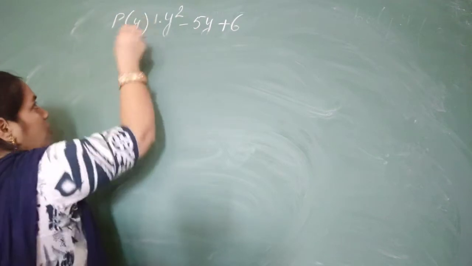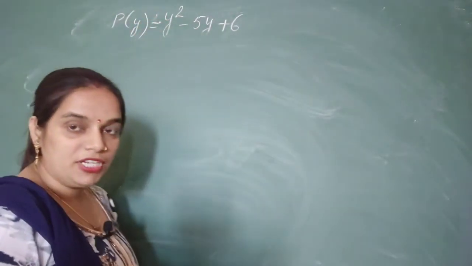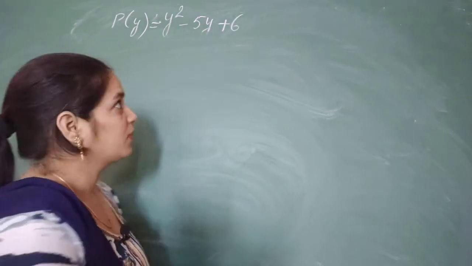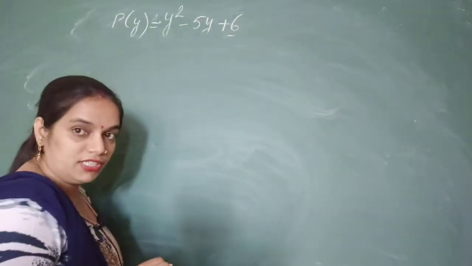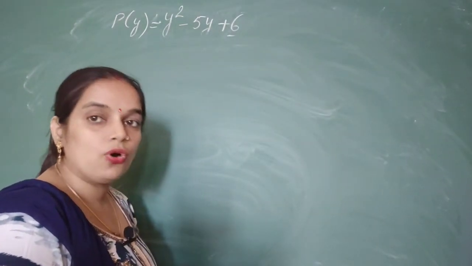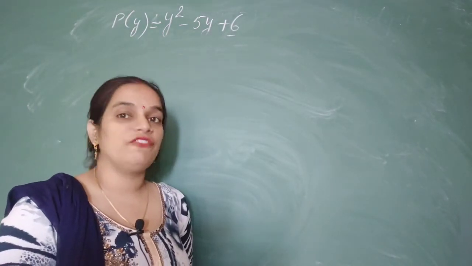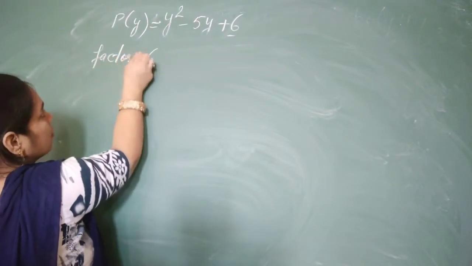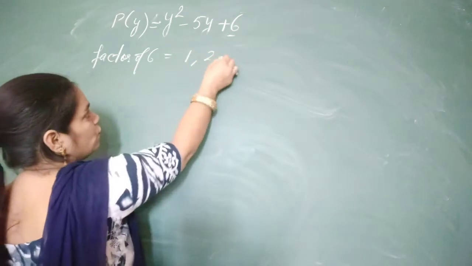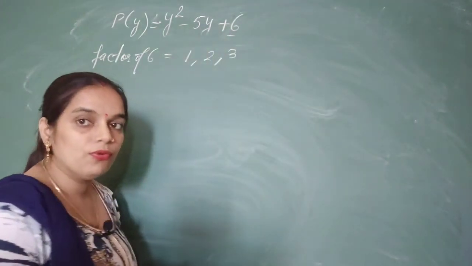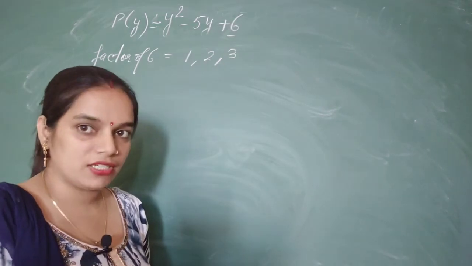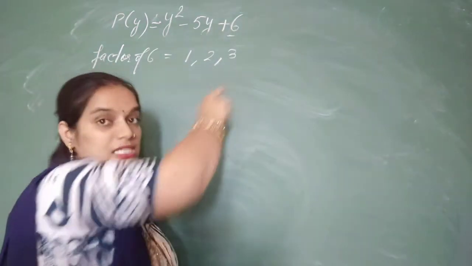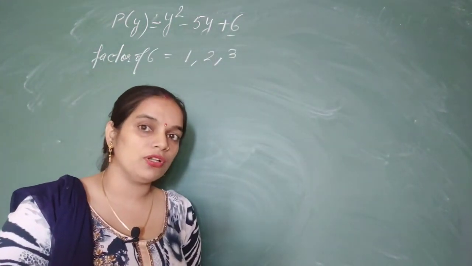We will take it as the polynomial p(y). I am taking y in brackets because our polynomial is in the variable y. Now here there is a 6 in the constant place. So we will consider what the factors of 6 are. And we know that the factors of 6 are 1, 2, 3. These are the factors of 6. So we will check for all these values whether the polynomial is 0 or not.